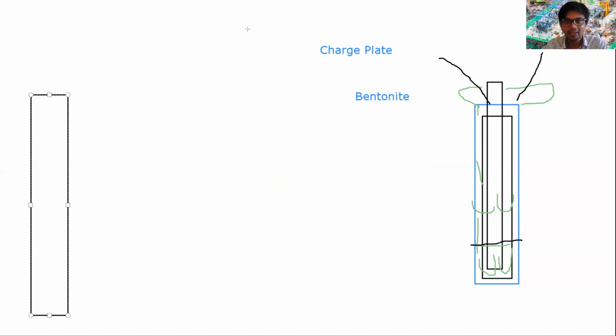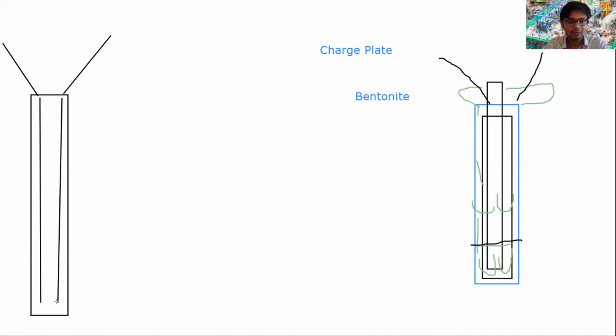Suppose this is our charge plate. We'll give straight lines. This is our charge plate, and this is your pipe for the charge plate, along which the concrete will go. So initially this is at this level. We'll just keep moving it upwards slowly.